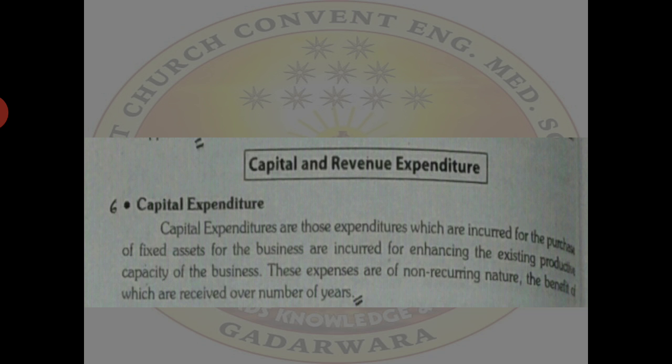So we'll look for capital and revenue expenditure. Capital expenditures are those which are incurred for a purchase of fixed assets for business, so that business can be enhanced and the efficiency of the business productivity is enhanced. They are of non-occurring nature.